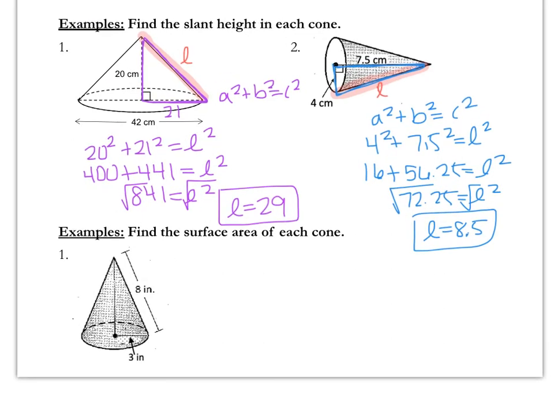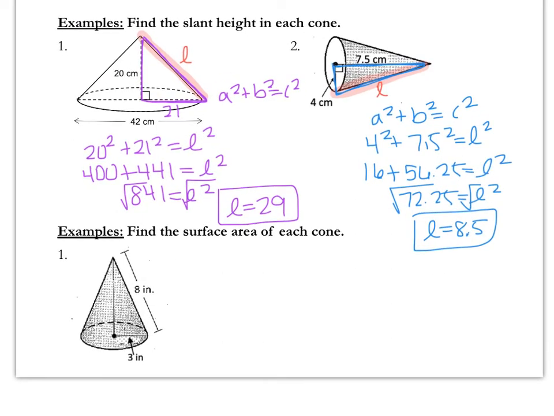So looking at this next example, we actually do want to find the surface area. I'm going to write out our formula first. The formula is pi RL plus pi r squared. So the two things we need to know from the picture is we need to know R and we need to know L.